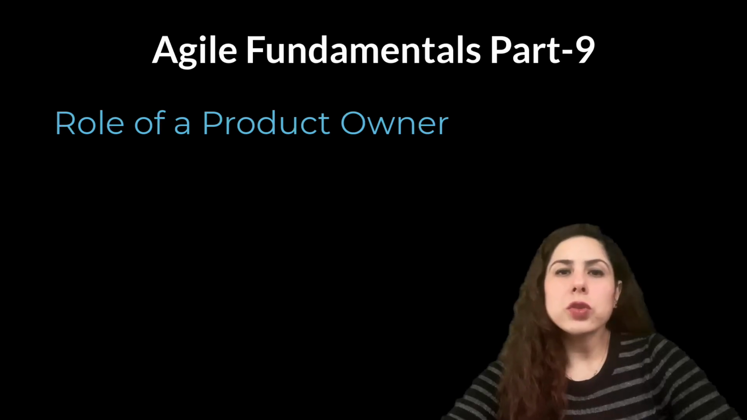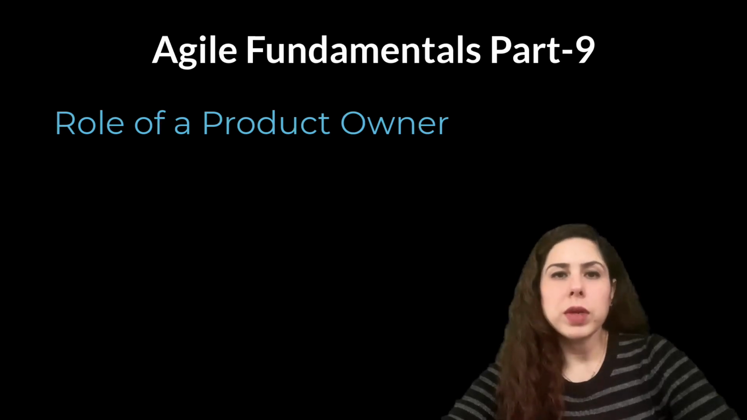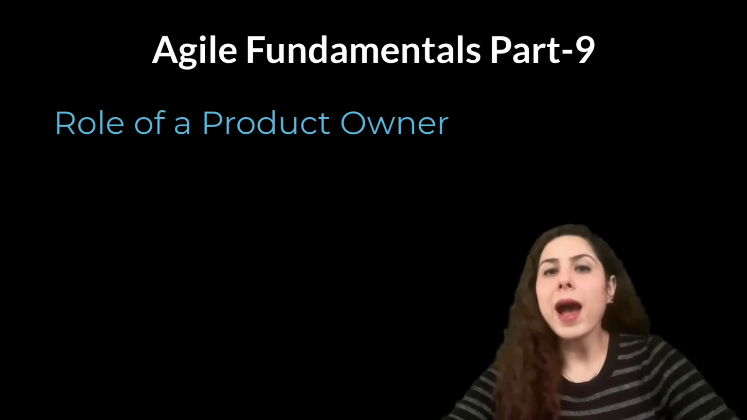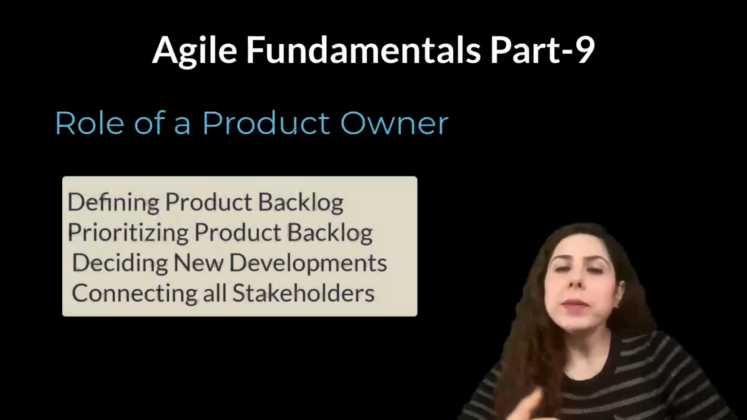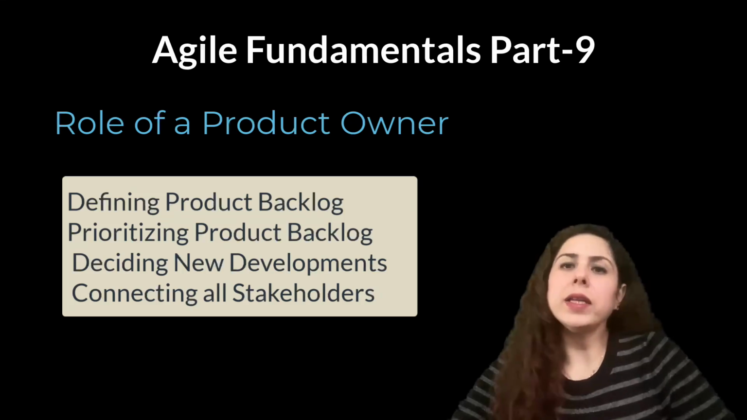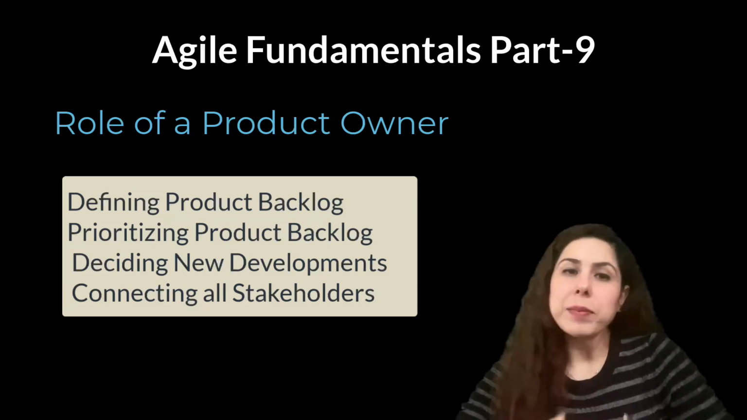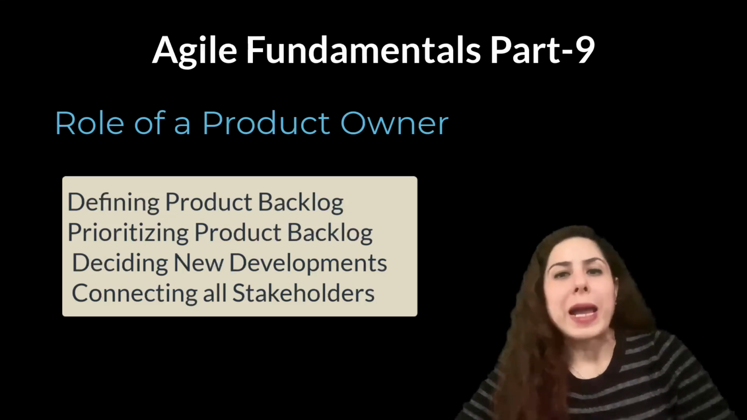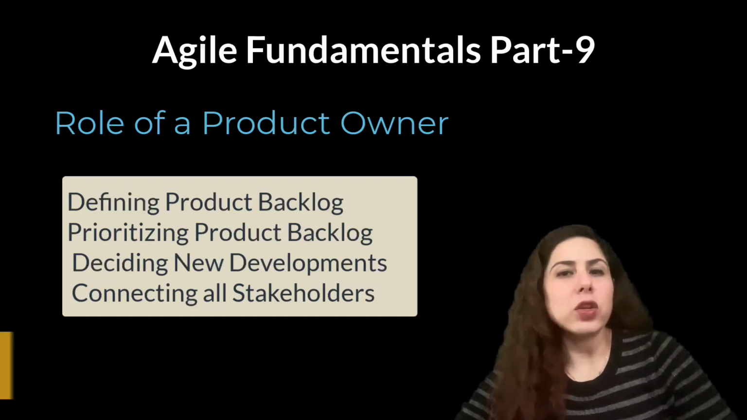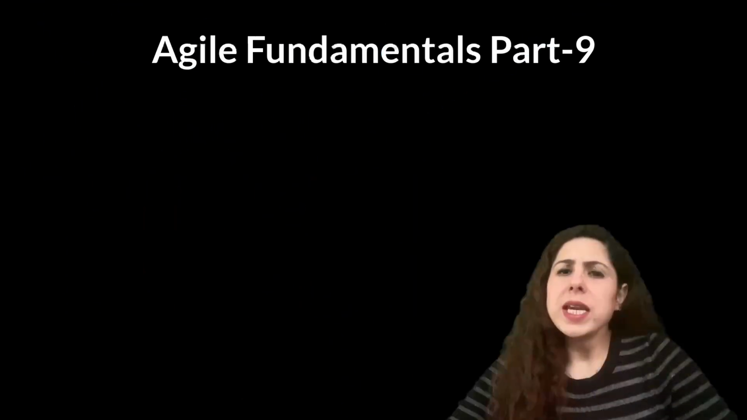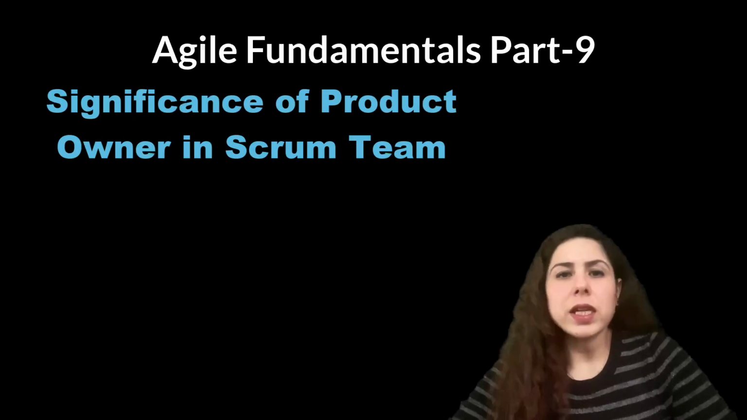Today we are going to look into one of the essential roles within a Scrum team, that is the role of a product owner. The product owner's role in a Scrum team is special and different as they have the responsibility of defining and prioritizing the product backlog, making decisions about next development and in what order, and acting as a primary connection between the development team and the stakeholders. The product owner's primary responsibility is to maximize the value of the product which results from the work of the Scrum team. But is this role really necessary in a Scrum team?